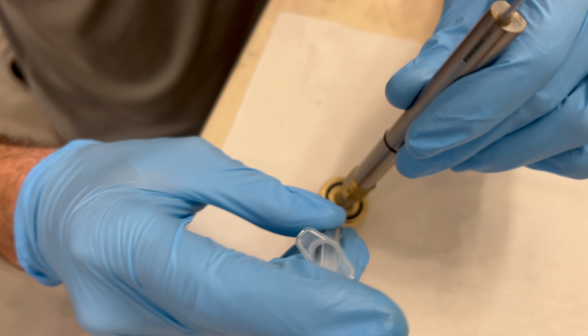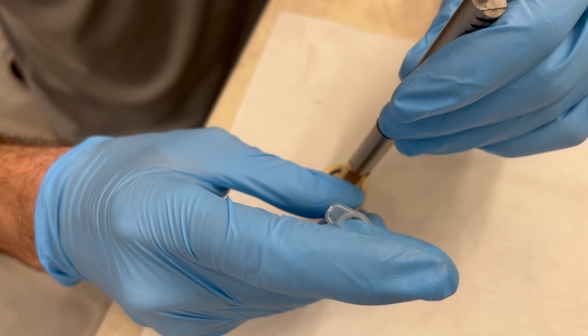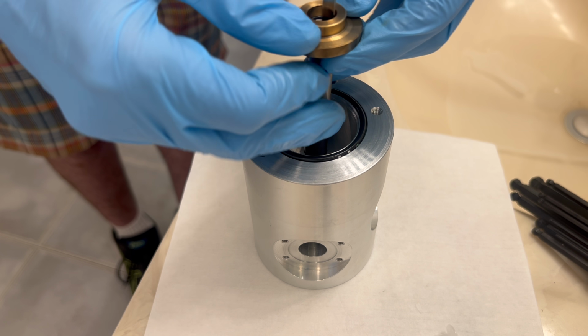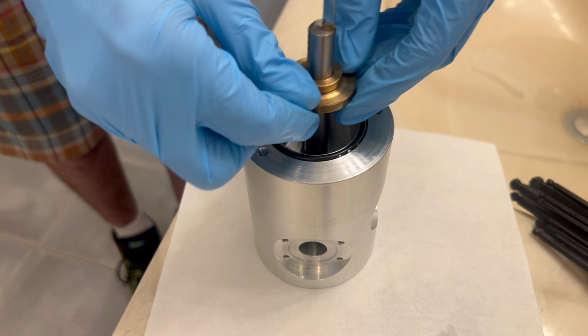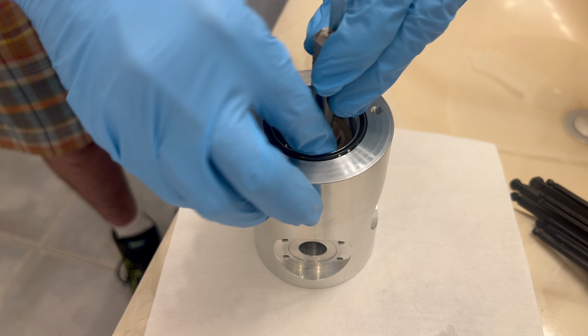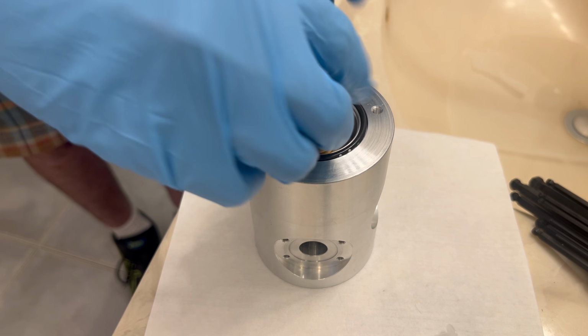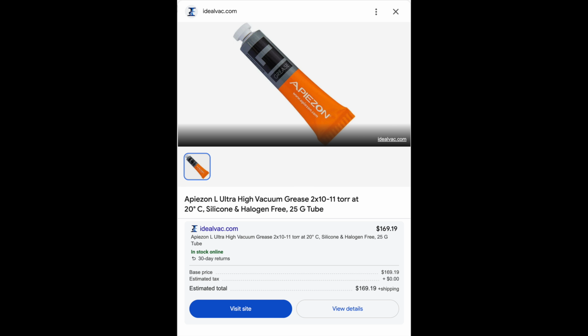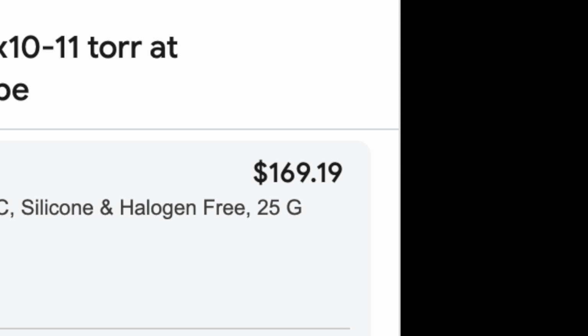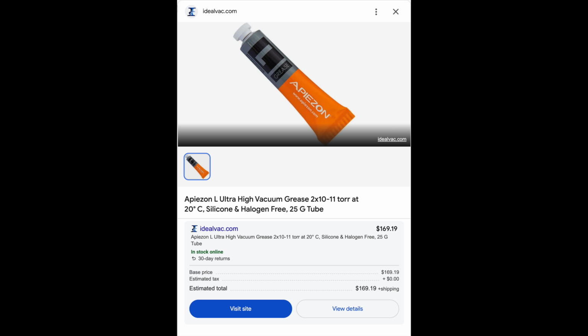Just a side note, you cannot use regular greases or oils in a high vacuum system because they will boil at low pressures and contaminate your system. This is why lubricants designed for vacuum are so expensive. A tube of Apiezon L, the size of a travel toothpaste, is a couple $100, and there's really no alternative.